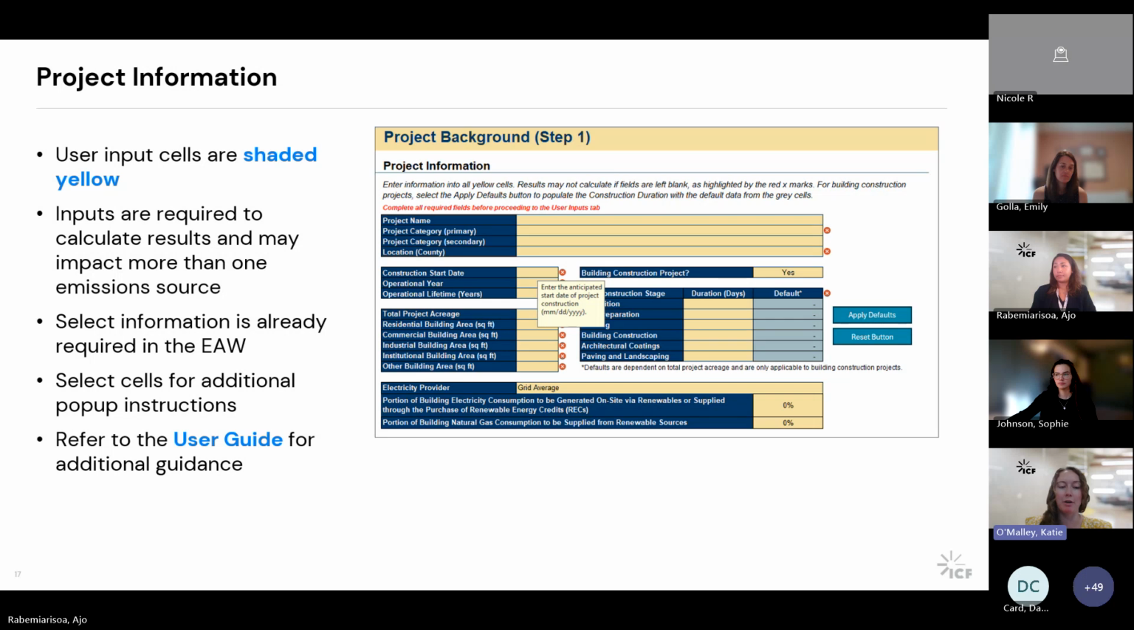Some of this project background and project information is already included in the EAW, and certain cells include some specific formatting requirements. Those are indicated in the pop-up information you can see here on the screen for one example, where information is required to be entered as a date. And if all else fails, since there are a lot of data cells here that we're not getting into detail, the user guide contains additional guidance for filling out the tab and how each of these fields ends up getting used across the calculator. Next slide, please.